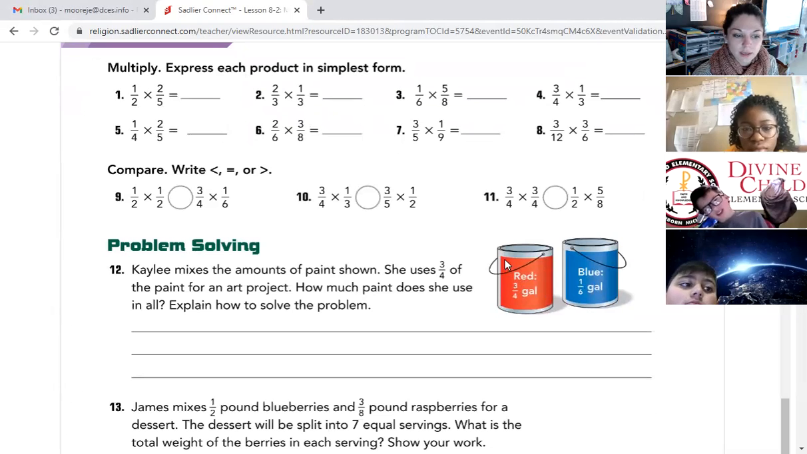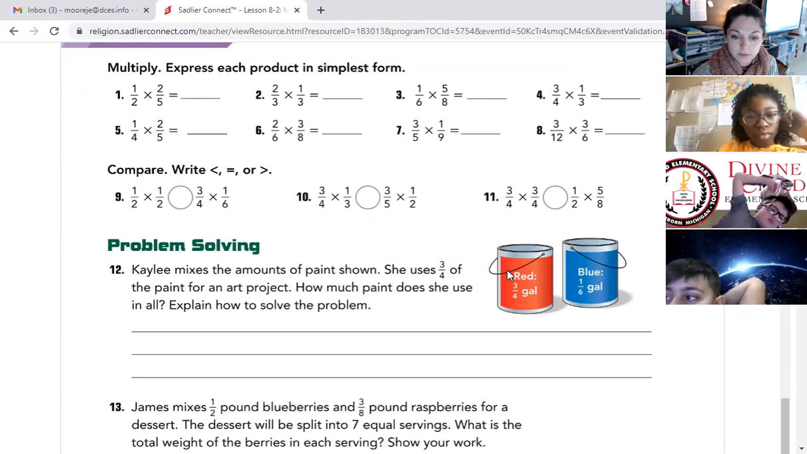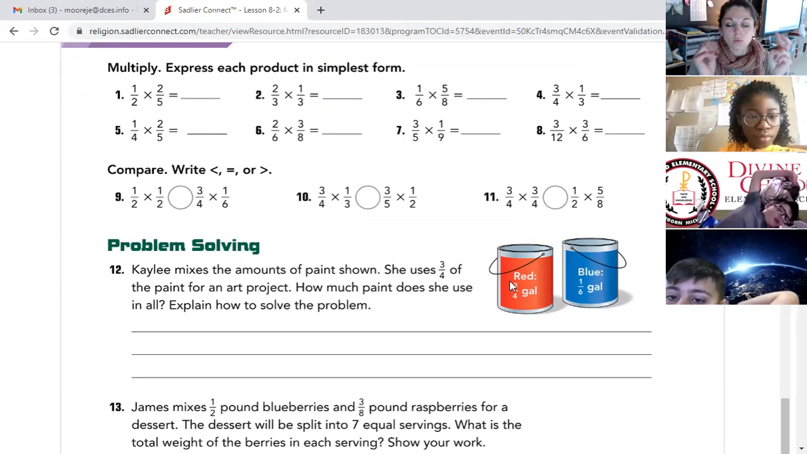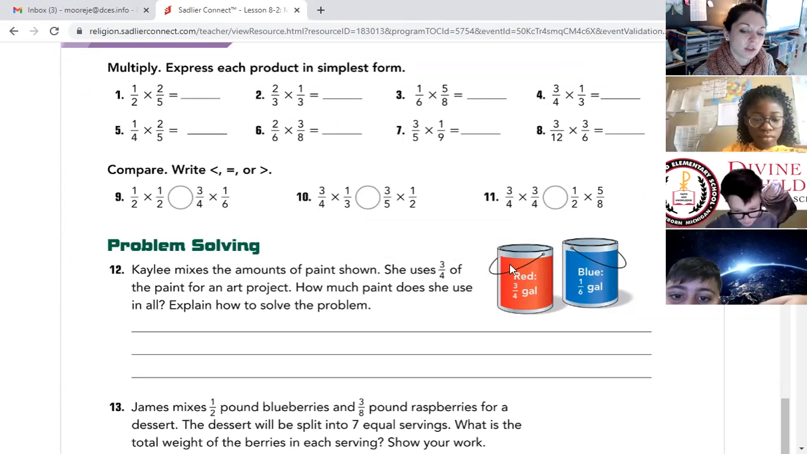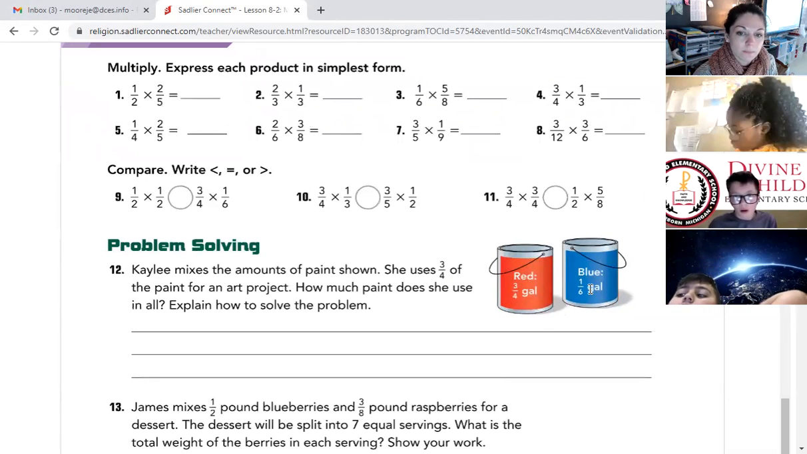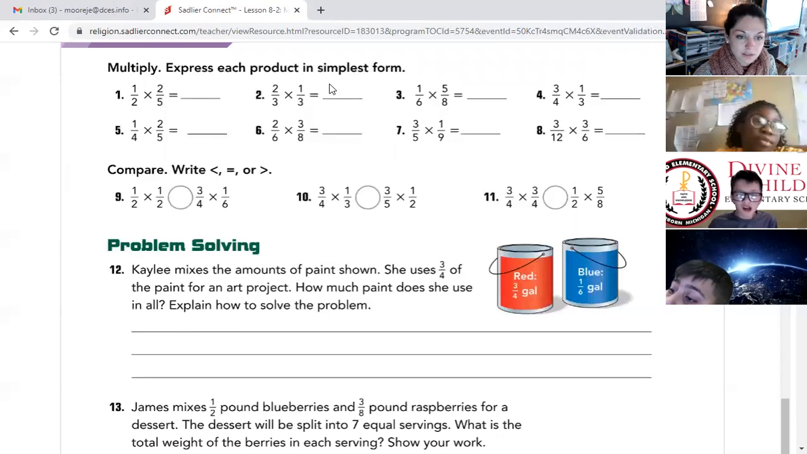For number 12, it says that she's going to use 3/4 of each of these, okay? So when it says of, what type of word is of? A multiplication word, right? So if she's using 3/4 of the red paint and 3/4 of the blue paint, then you need to make two expressions that show that's what's happening.